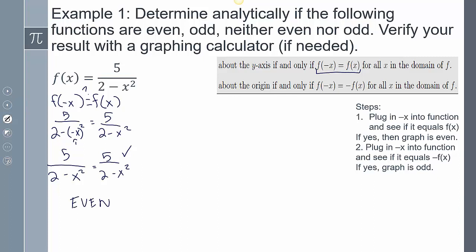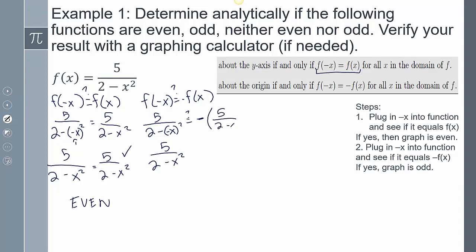Now let's just test for fun if it's going to be odd or not. So let's take a look at that. So that means f of negative x, does that equal negative f of x? So once again, I get 5 over 2 minus negative x squared, and we said that that's 5 over 2 minus x squared. Now on this side, negative f of x, so there's just a negative in front of that, which is not equal because I have negative 5 over 2 minus x squared.